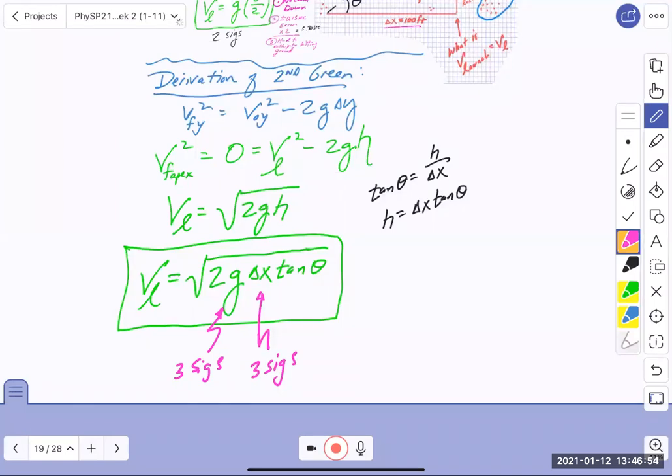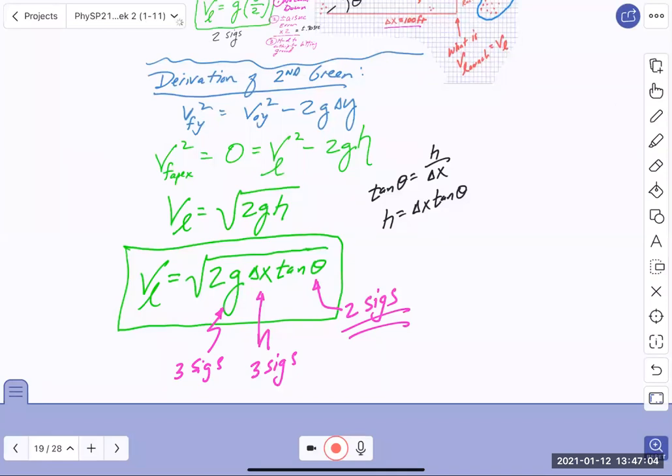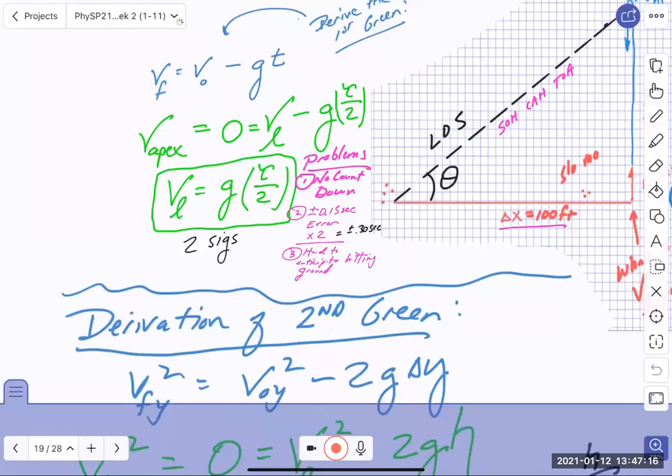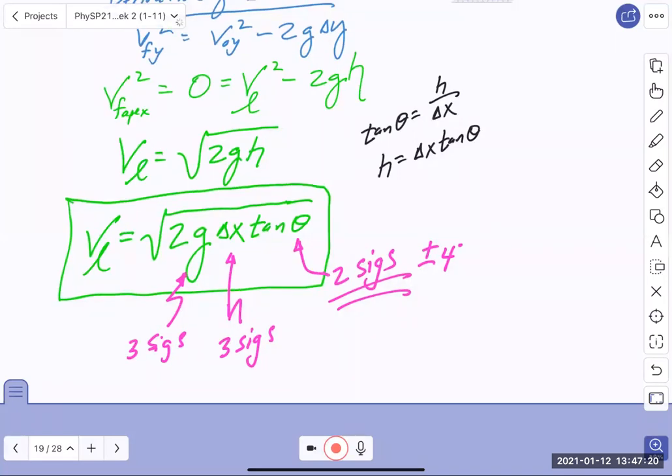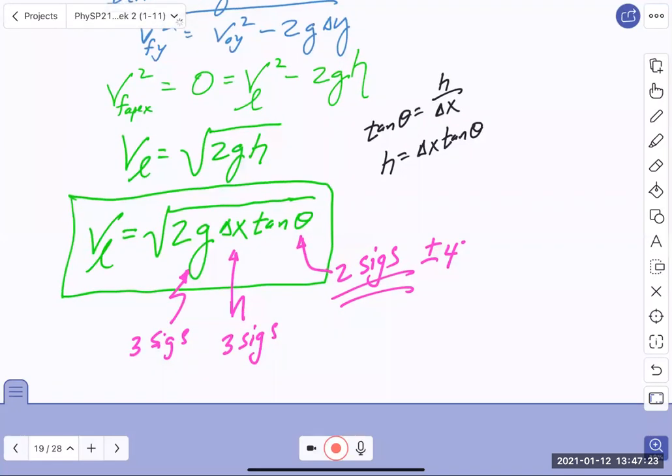And then theta, that's the problem. We probably only have 2 sigs there. But I contend that 2 sigs there is probably plus or minus a couple of degrees. Even plus or minus 4 degrees is still better than plus or minus 0.3 seconds. So I still think this will give me better data than the tau. And maybe the slow motion camera will give us good data.